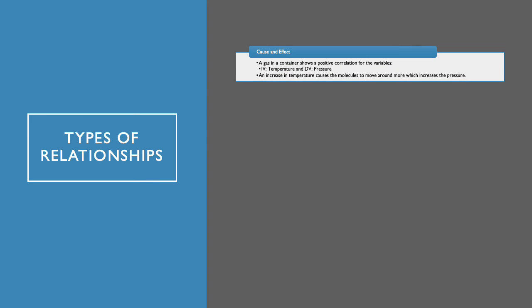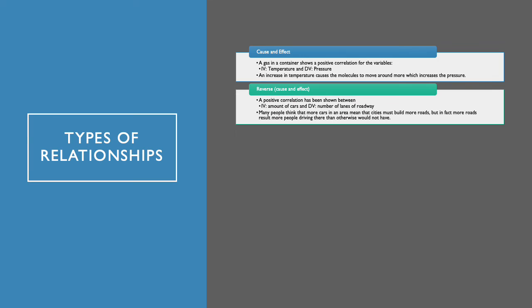So for cause and effect, the gas in a container shows a positive correlation with the pressure. Independent variable would be the temperature. As temperature increases, it actually causes more pressure on the container itself, because temperature is the movement of the molecules. So if molecules are moving more, they're going to hit each other more often, and they're going to cause more pressure. So the change in temperature is directly causing the change in the pressure.